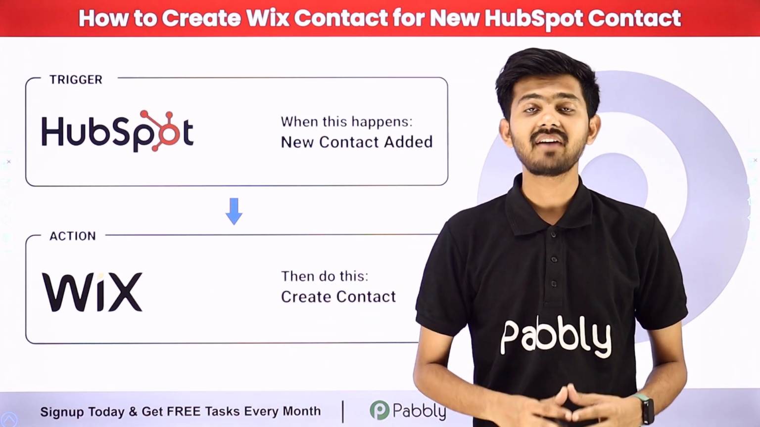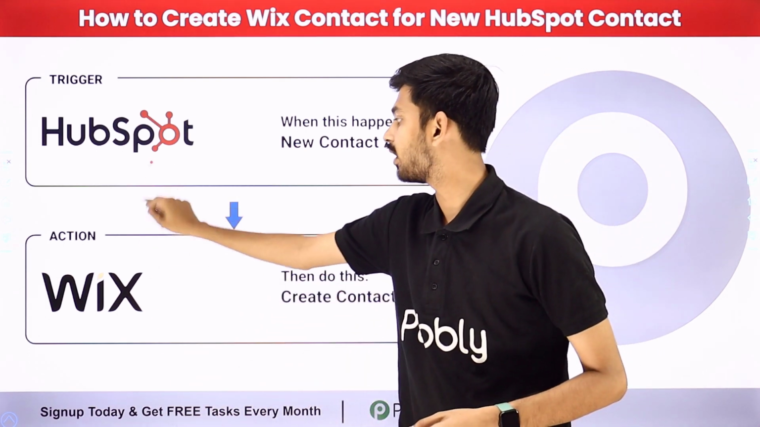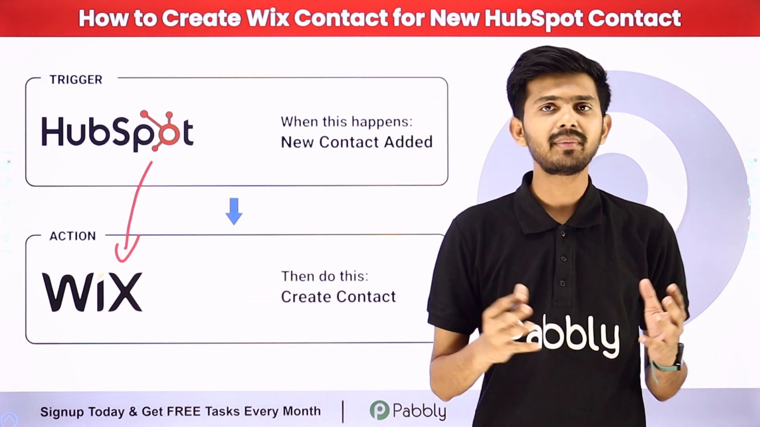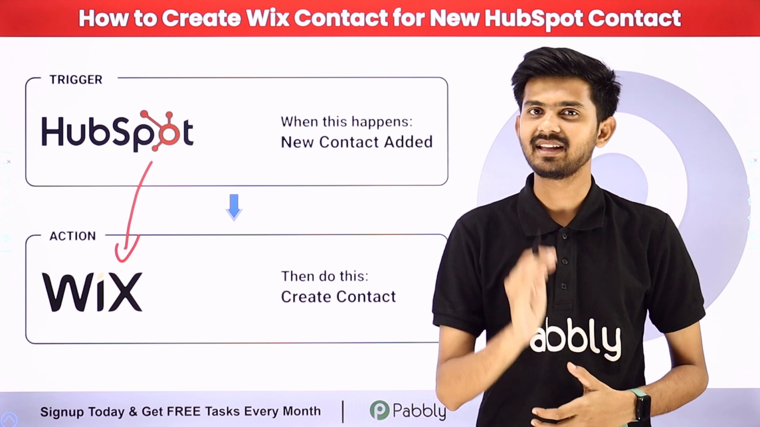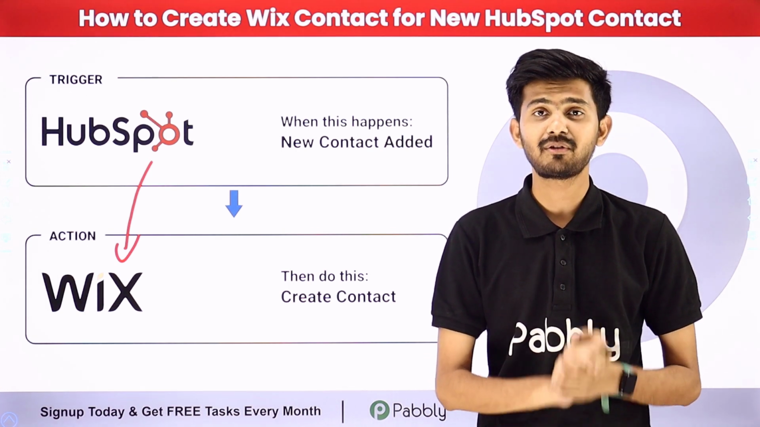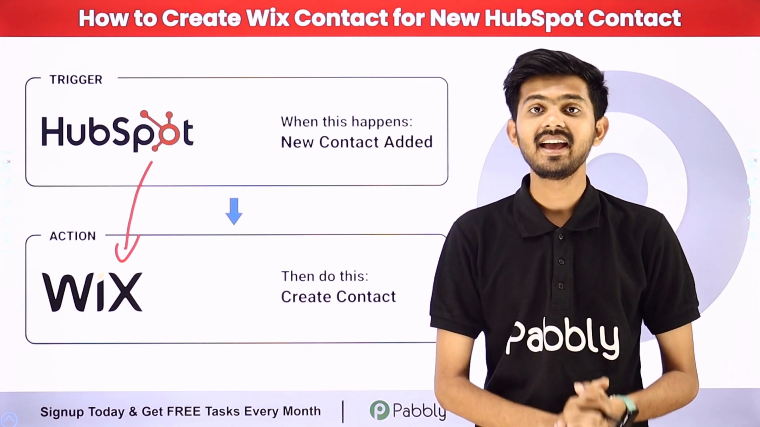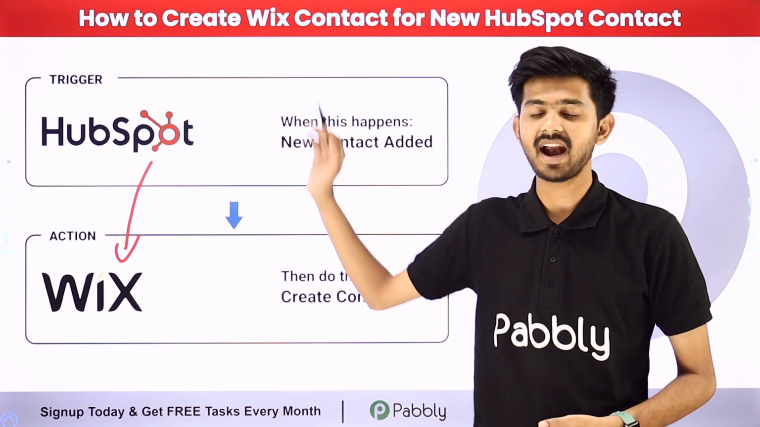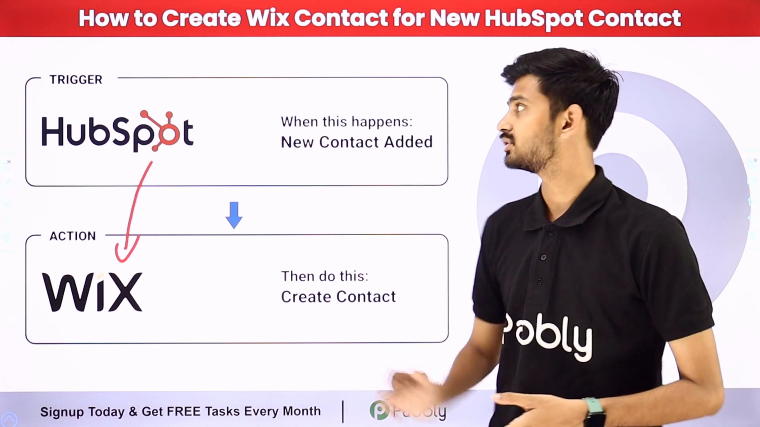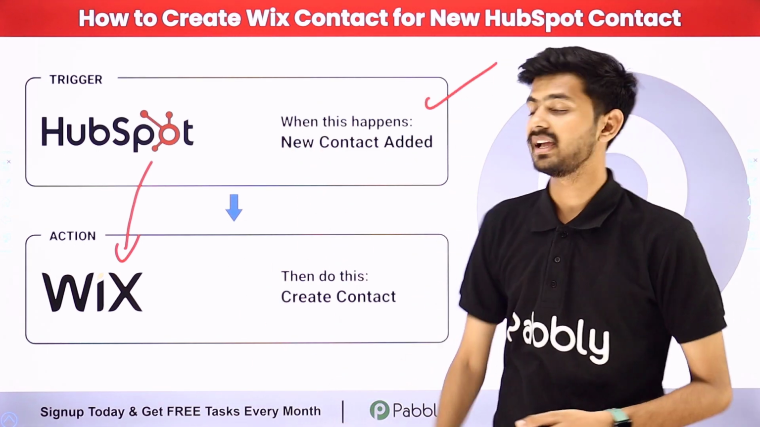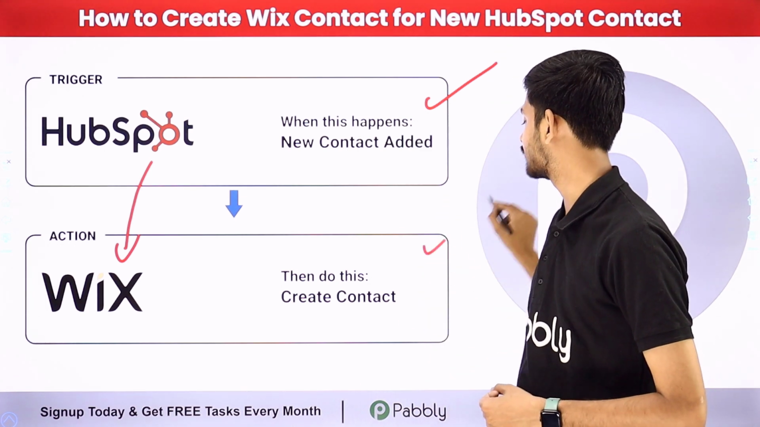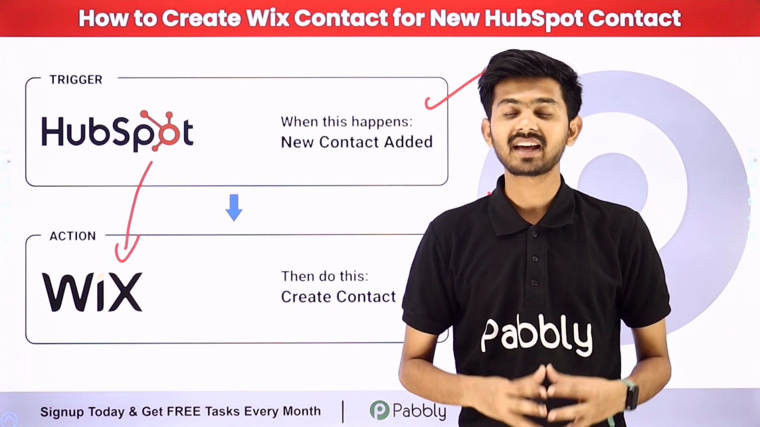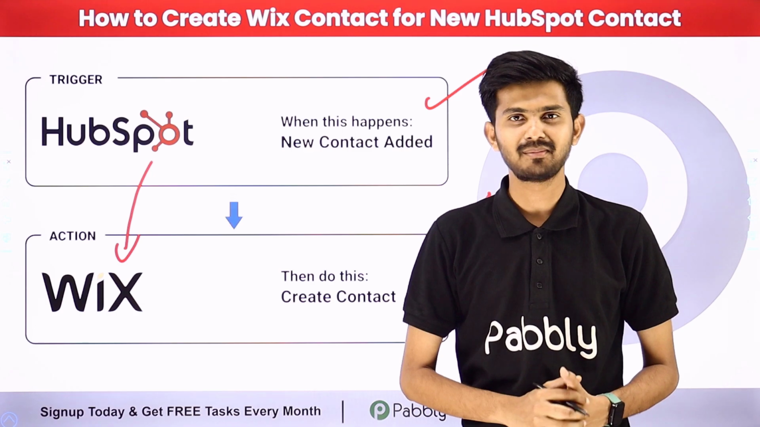So for my objective, I have to build a connection between HubSpot and Wix. So for building this connection, I'm going to use Pabbly Connect, which is an amazing software for automation and integration. In Pabbly Connect, I have to use trigger and action. In trigger application, I'm going to use HubSpot. In action application, I'm going to use Wix. So how I'm going to build this connection? For that, let me take you to my computer screen.